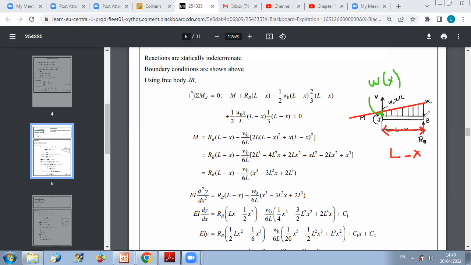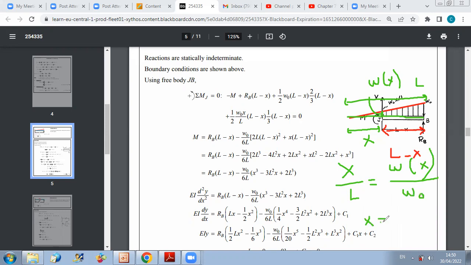I have here a beam of length L. This total length is L. And the distance from this point to the cut is x. So using Thales' theorem, I can write that x over L equals to Wx over W0. So x equals to L Wx over W0. So I have a linear variation for omega.